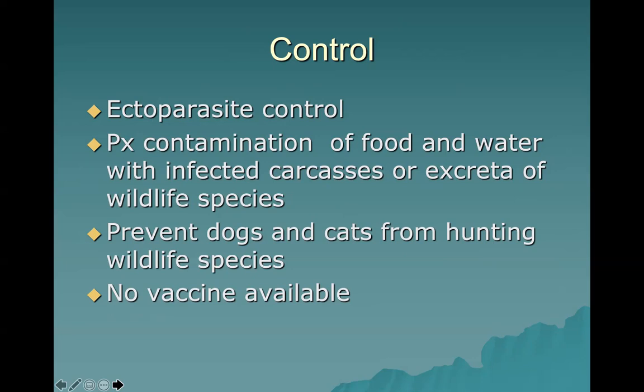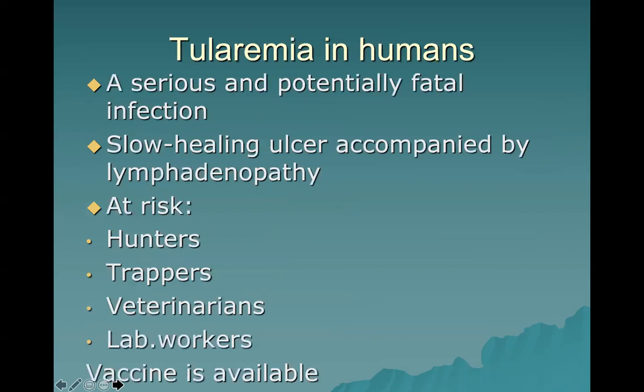Prevention is preventing the contamination of food and water with infected carcasses or excreta of wildlife species. Prevent dogs and cats from hunting wildlife species. So there is no vaccine available yet for Francisella tularensis infection. So this is an important zoonotic pathogen.